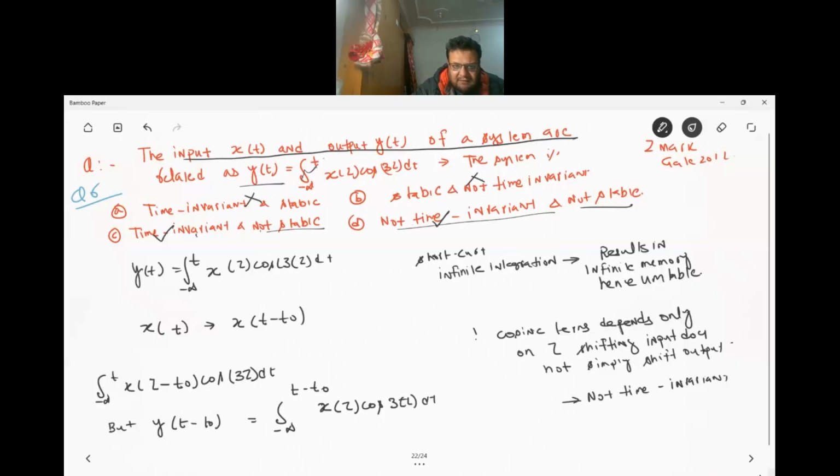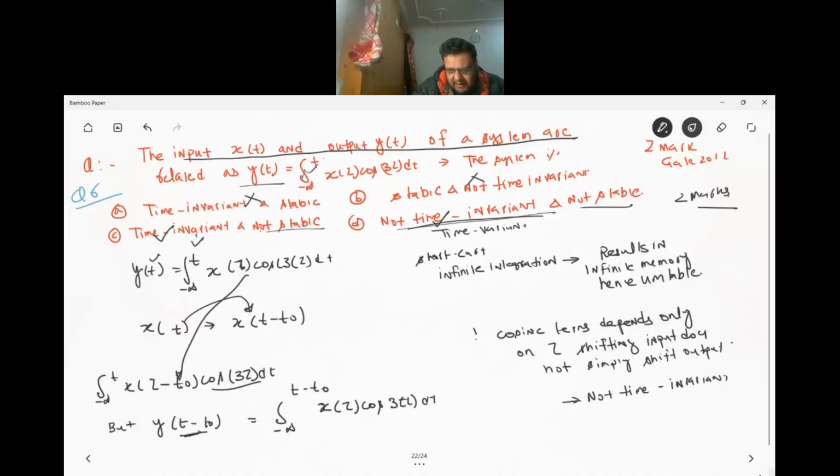Now this is telling time invariant and this is telling not time invariant. Time invariance you can check, right? Shift the input like this, x of t minus t naught. So if you're shifting here x of tau minus t naught cos 3 tau, because you're shifting only in this x function, right? And y of t minus t naught is resulting in this function to be changed, minus infinity to t minus t naught. So this is not equal. So that means this is not time invariant, right? This is a time variant function. So this is time variant and not stable.